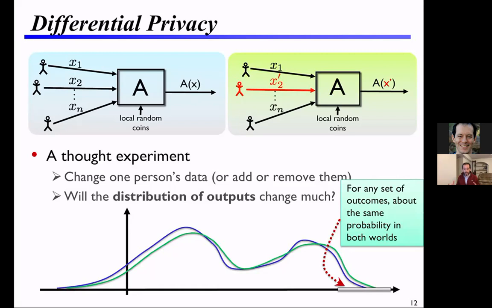And so, for example, I might be worried about my data being used in some medical study that causes, down the road, my health insurance premium to go up. Okay, so the set of outcomes I might worry about are the ones where my health insurance premium increases. And what this tells me is that the probability of that happening is about the same, regardless of whether or not my data are used in the computation.